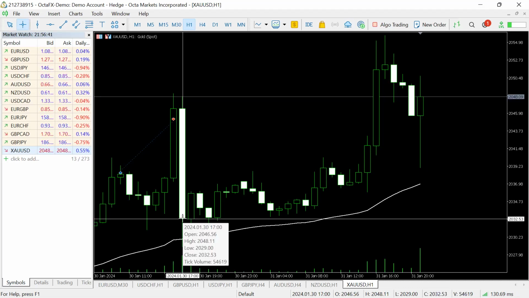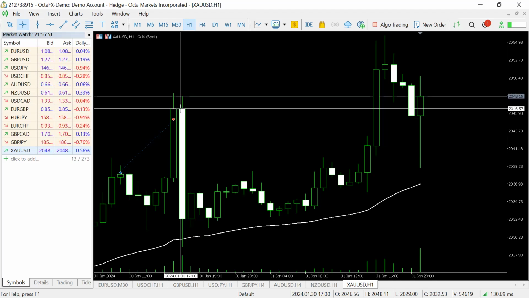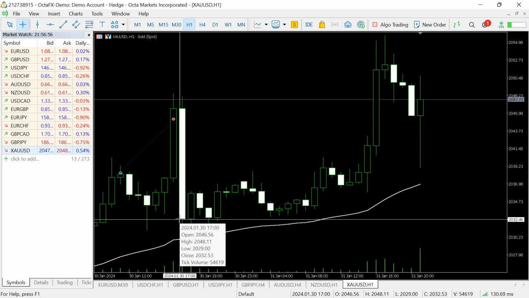Let's look at this candle. What's the open here? 2046.56. This is it here, 2046.56, and it will close down, because for that time frame the market was going down.